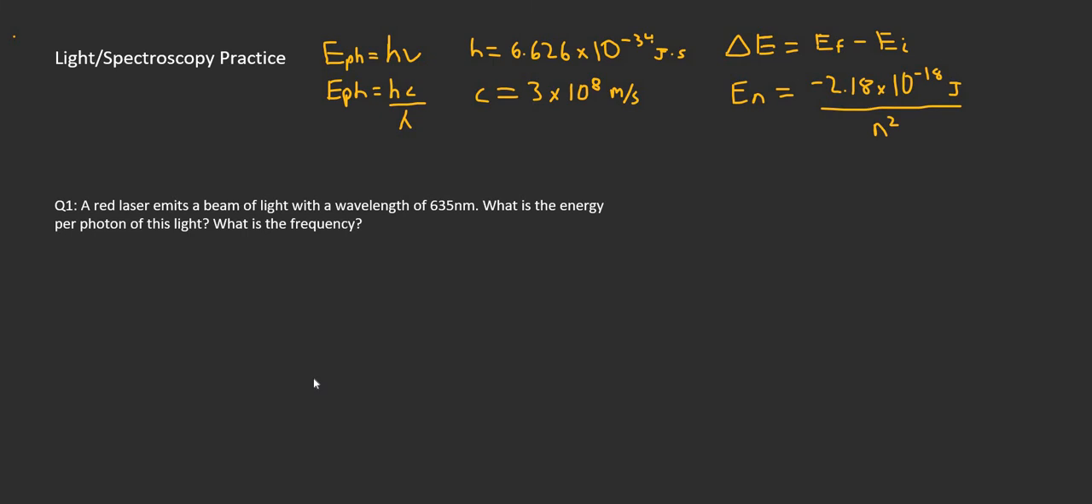Question number 1 asks, a red laser emits a beam of light with a wavelength of 635 nanometers. What is the energy per photon of this light? What is the frequency? So we'll start with the first part of the question first. What is the energy per photon of this light?